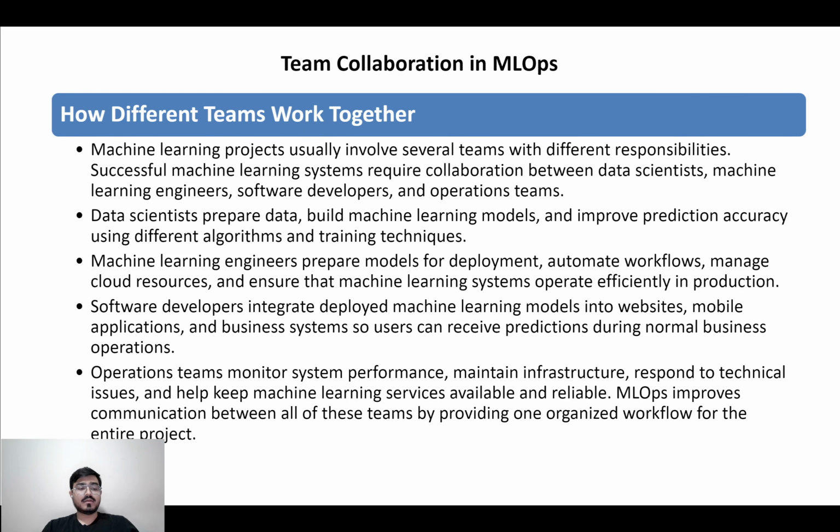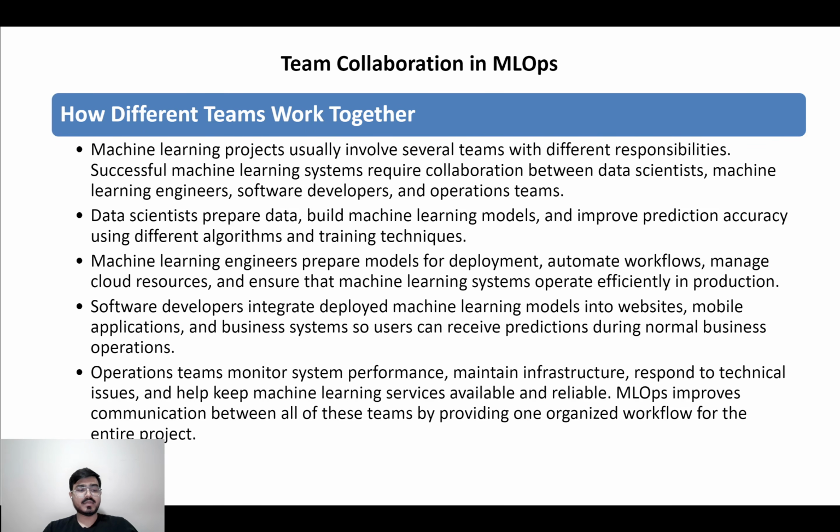So now that we understand how automation works, let's talk about another important part of MLOps, which is team collaboration. Many people think that building a machine learning system is the responsibility of only one person. In reality, successful machine learning projects involve different teams working together. Each team has a different responsibility, but all of them share the same goal of creating a reliable machine learning system. Let's look at these roles one by one.